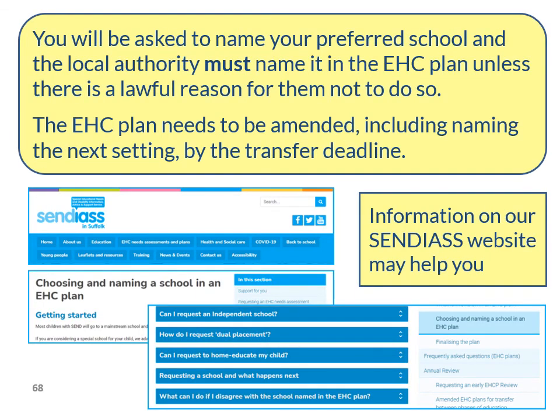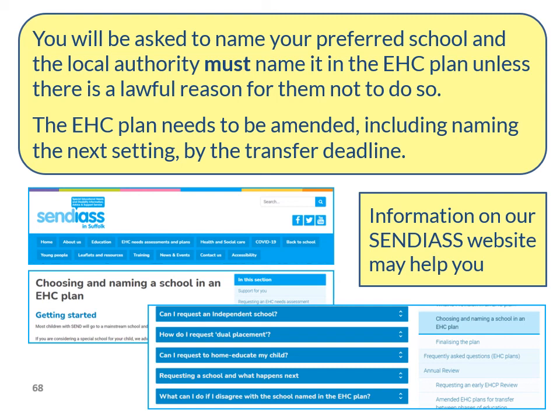You will be asked to name your preferred school or setting, and the local authority must consult with that setting, and they must name the setting in the EHC plan, unless there is a lawful reason for them not to do so. Any such reason would need to be clearly explained to you, and you will have a right to appeal if you are unhappy with their decision.